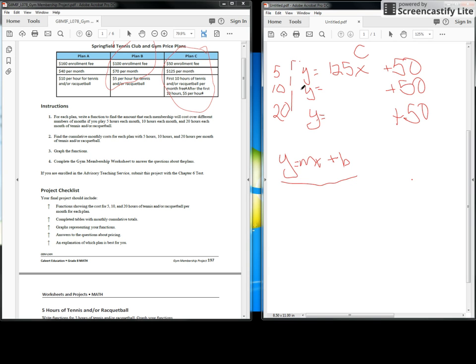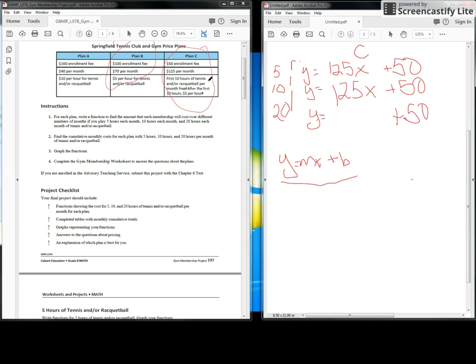Okay, well, great. What about 10 hours a month? If you play 10 hours of tennis or racquetball per month, again, it's free. So it's $125 again.